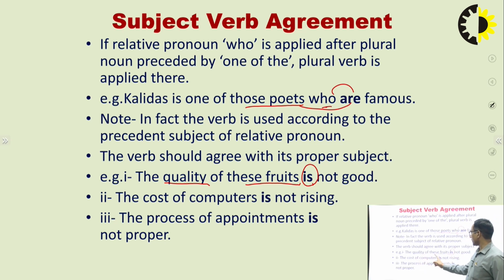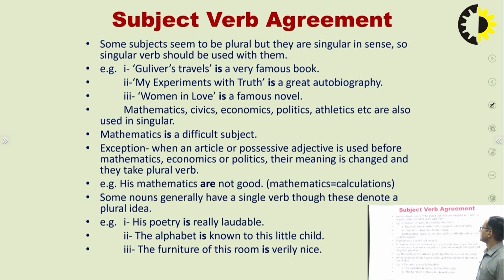The cost of computers. So computers is not the real subject. The verb agrees with the cost. The cost of computers is. The process of appointments is not proper, very slow, very good, anything you can write. But whenever you are talking about the process, the verb agrees with the process, not with the appointments, right? So actually we should check the proper subject. What is the proper or the real subject?